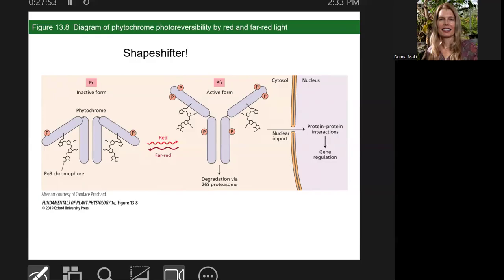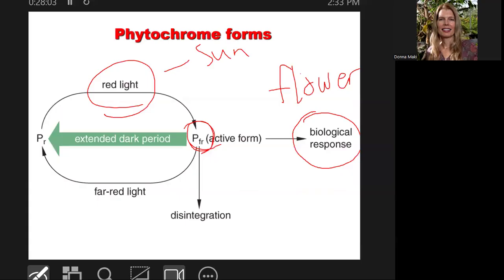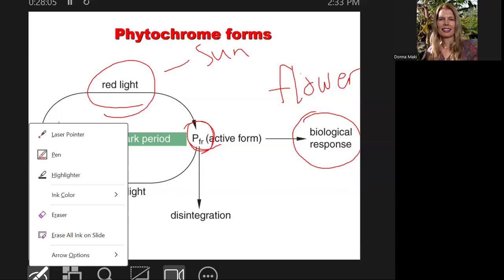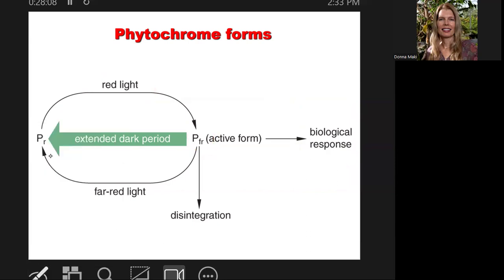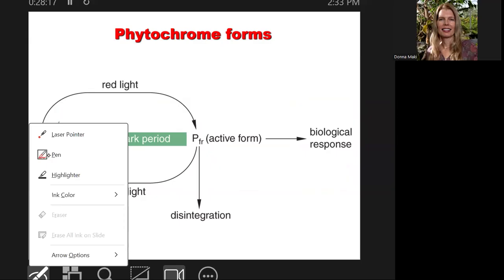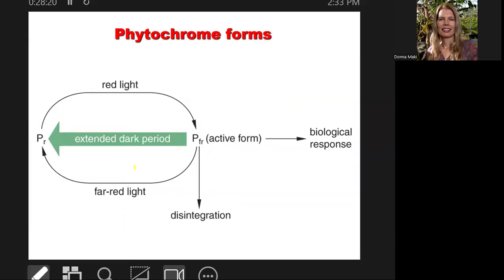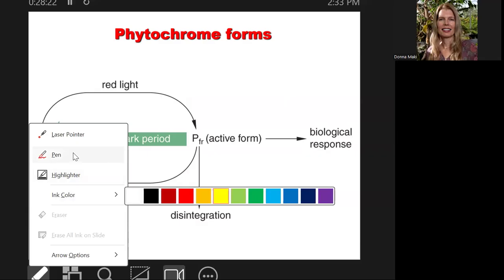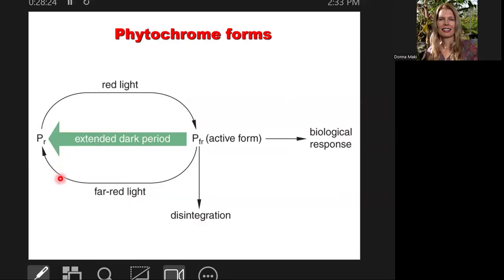Okay, all right. So the P sub R, the so-called inactive form, which means it's the form that, oh boy, this won't let me write on it anymore, and I have no idea why it's doing that. Laser pointer.